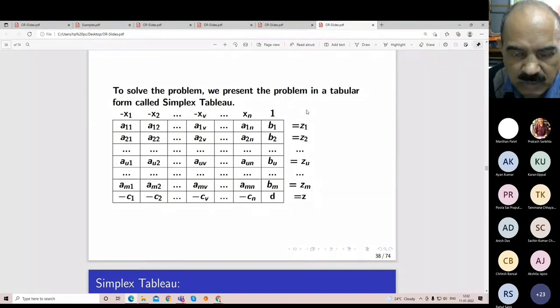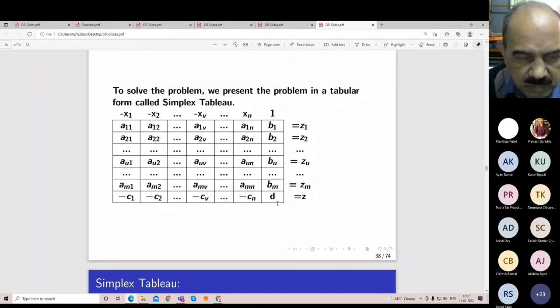This table, whatever we are presenting, is called the condensed form of the simplex table. There are two tables: one is the extended table, another is the condensed table. I am presenting the condensed form of the simplex table. Why is it condensed? When we discuss the numerical example, I will state it there. The last row represents the coefficients of the objective function. The d represents the value of the objective function.